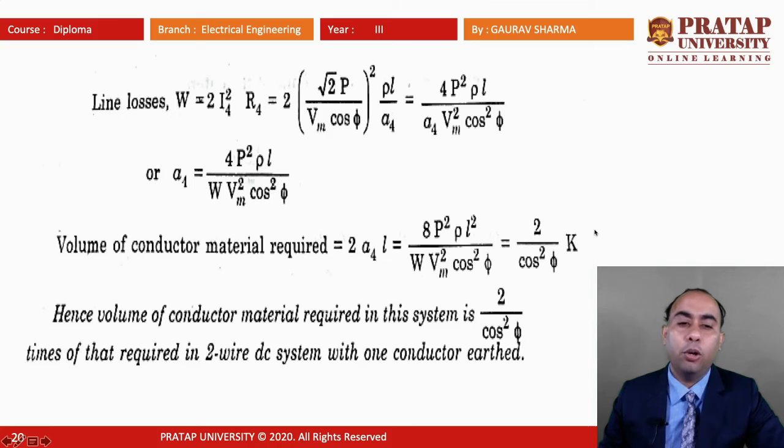So it is equal to 2 upon cos square phi K. Hence we can say that the volume of conductor material required in this AC system, or we can say a two-wire AC system, is 2 upon cos square phi times that required in the DC two-wire system.